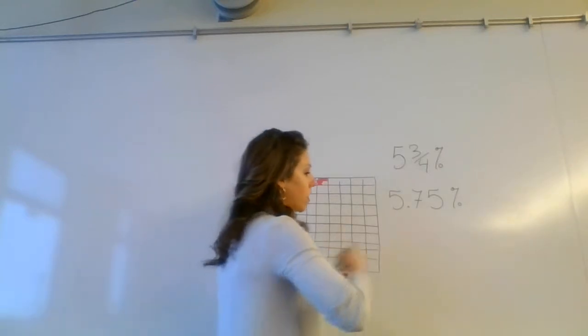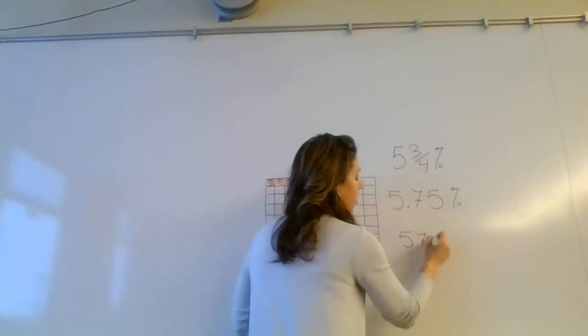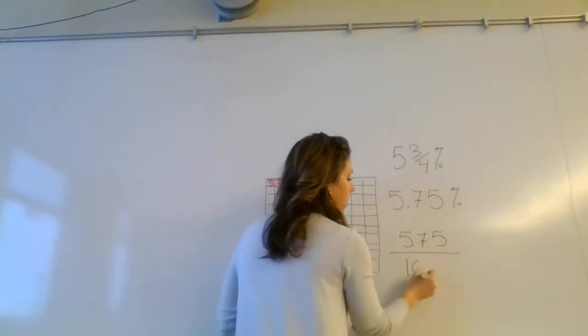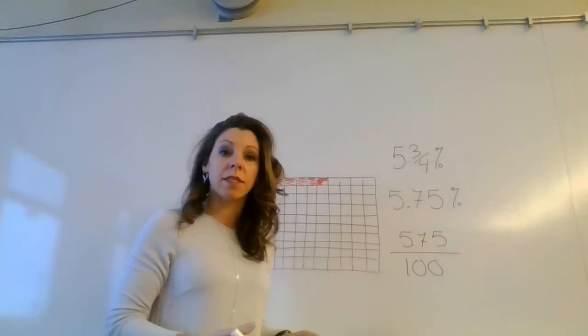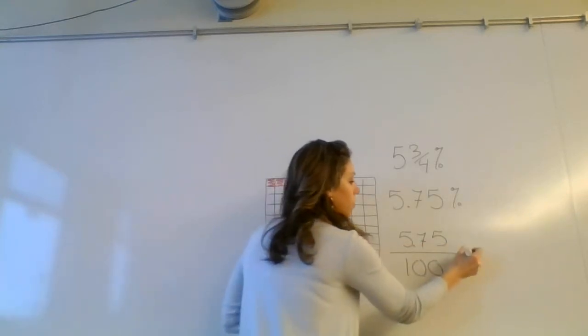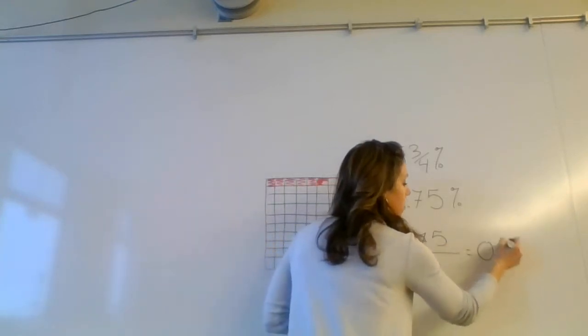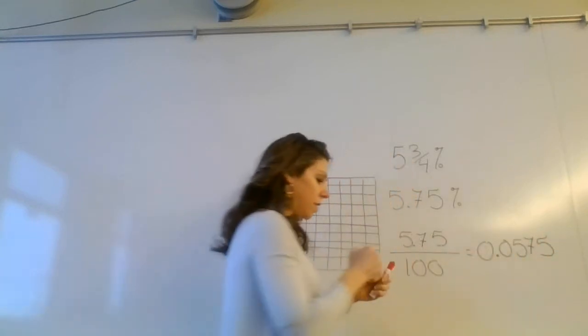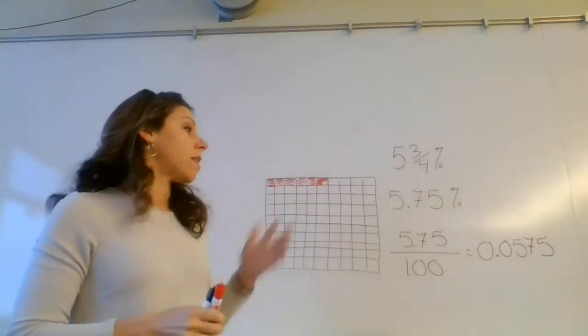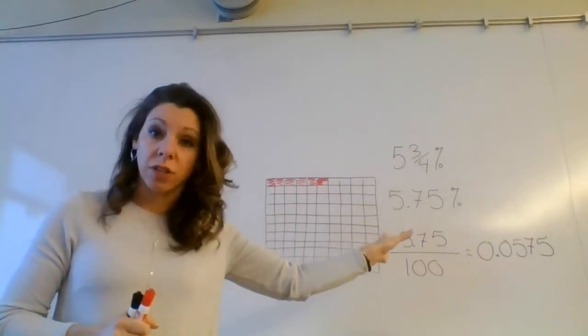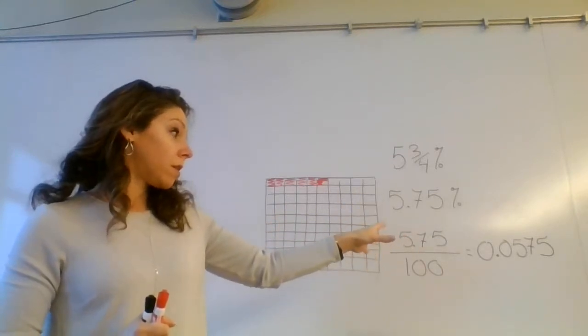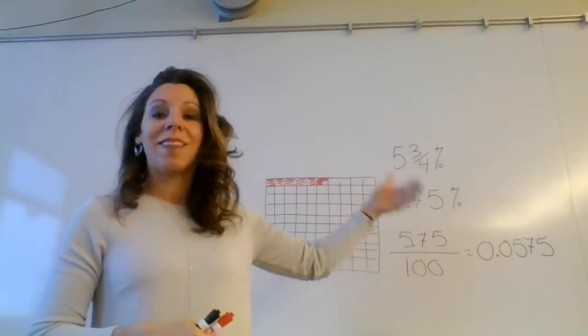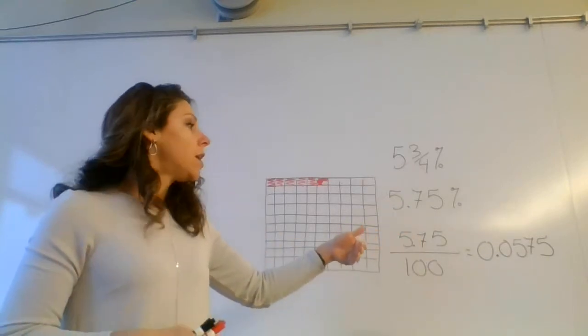So when I convert this to a decimal, I'm really taking 5.75 and dividing all of that by 100, which would be 0.0575. So we can see that the 7 is actually in the thousandths place, and the 5 is in the ten-thousandths place.